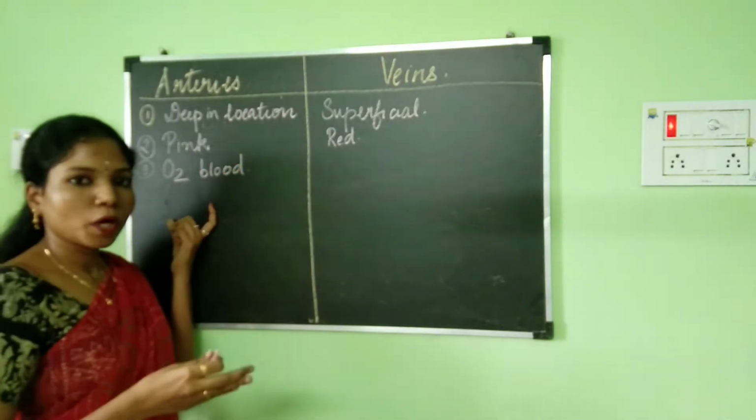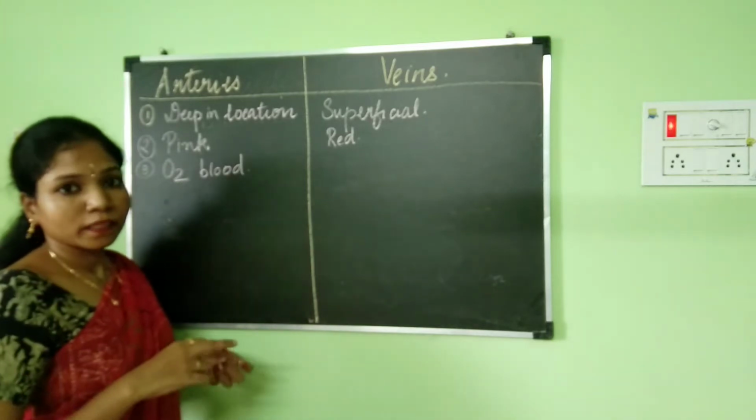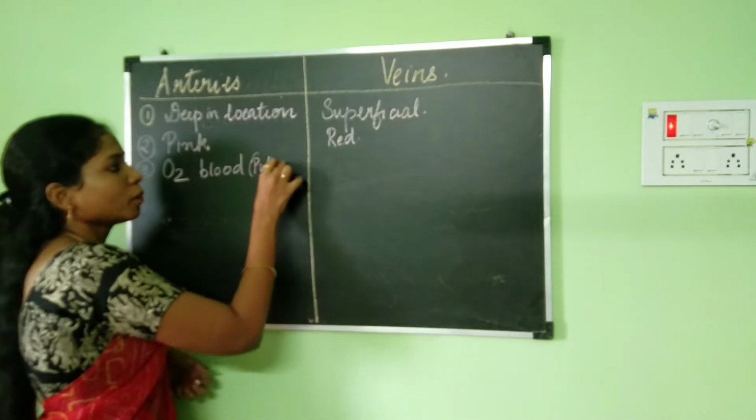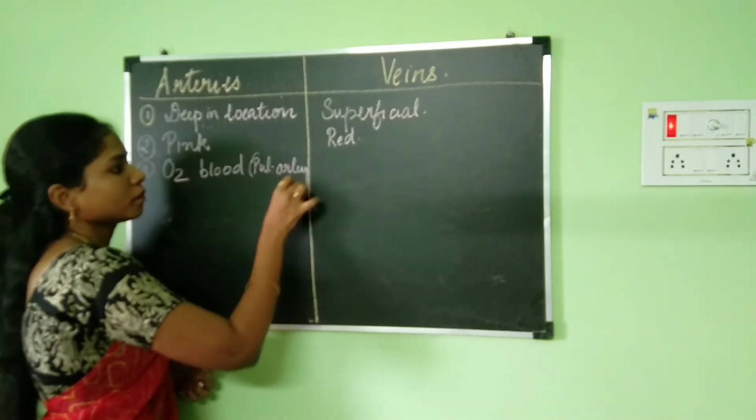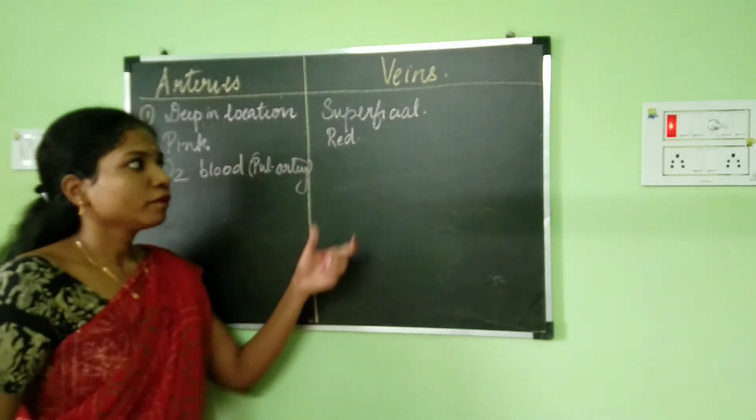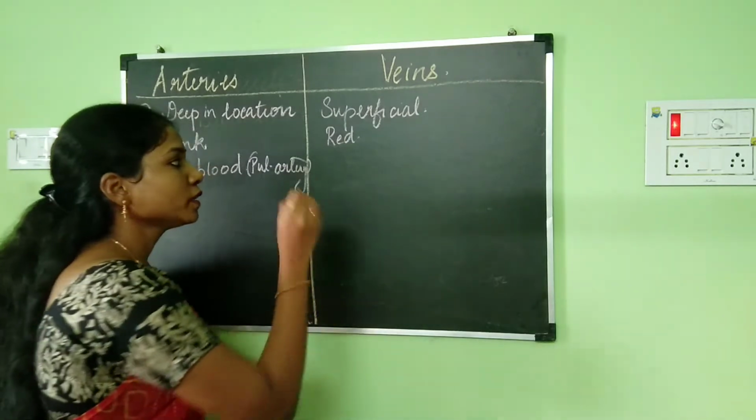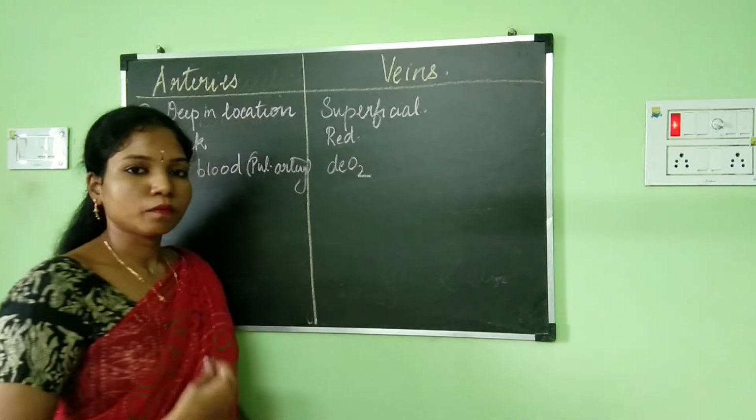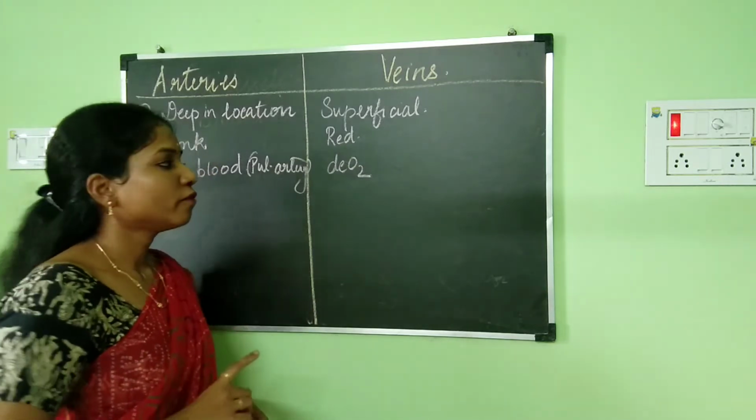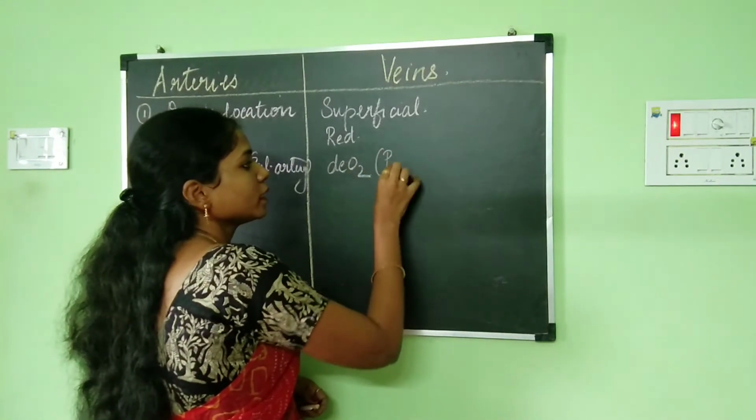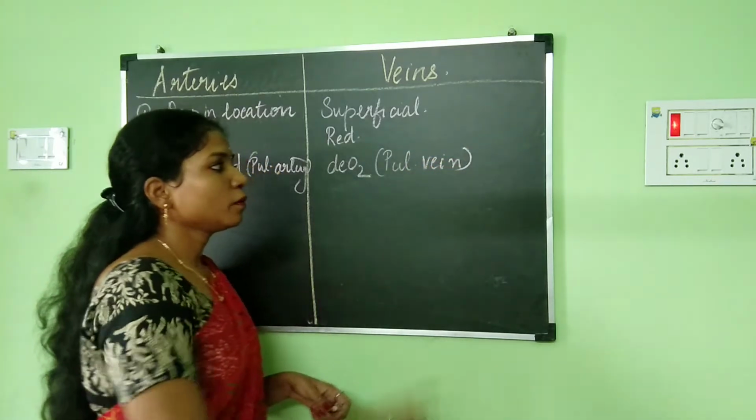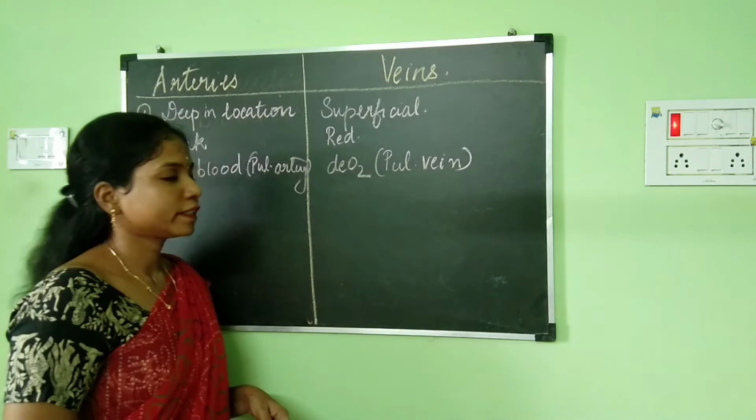Oxygenated blood, or the pure blood. I told that there is one exception. So, except one artery, which is the pulmonary artery. And when we talk about the veins, all the veins are going to be carrying deoxygenated blood, except one vein, which is the pulmonary vein. So the pulmonary vein alone carries oxygenated blood.